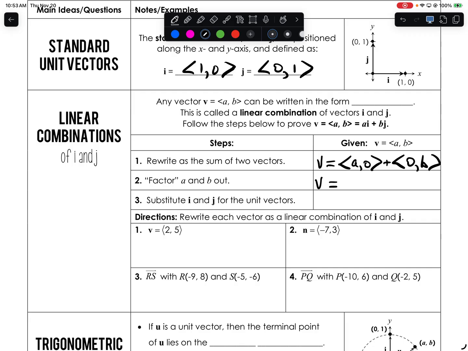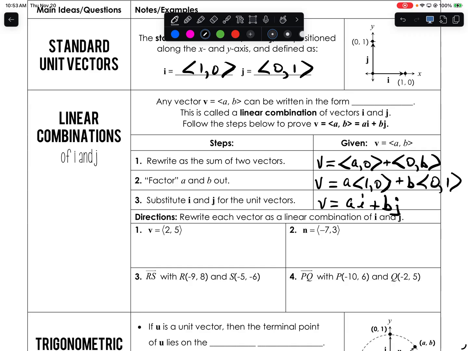So now all we're doing on this next step is factoring out the a out of that first component form. So we get 1 comma 0. And what is 1 comma 0? Up here, it's i. So b, and then it's 0 comma 1, and 0 comma 1 is j. So what we end up with is v equals ai plus bj.